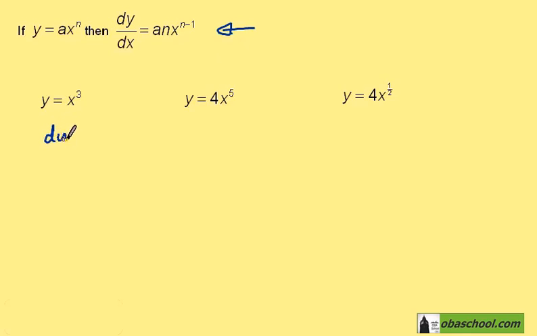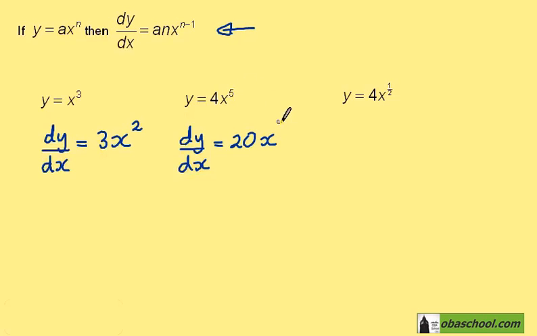If y is equal to x cubed, dy dx is going to be, bring the 3 down in front and multiply by the 1 that's in front, and then drop the power by 1. For 4x to the power 5, dy dx is equal to 5 times 4, which is 20, and then we drop the power by 1.